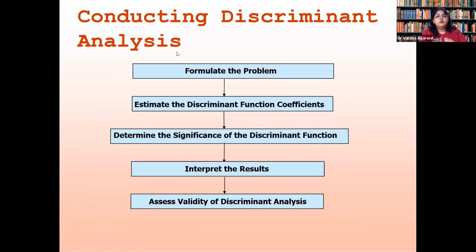So this is how we do the discriminant analysis. First of all, you need to frame the problem in which you want to utilize this. Estimate the discriminant function coefficients. Determine the significance of it, and then you need to interpret the result and assess the validity. Okay. So these are the steps which we need to follow for going into discriminant analysis.